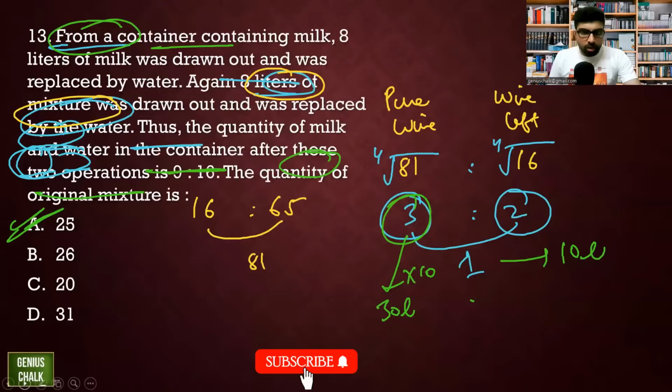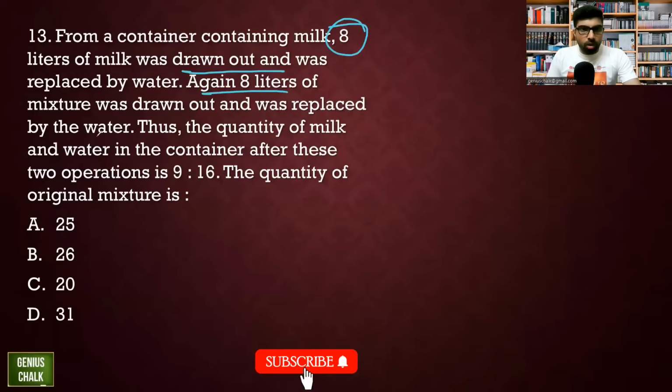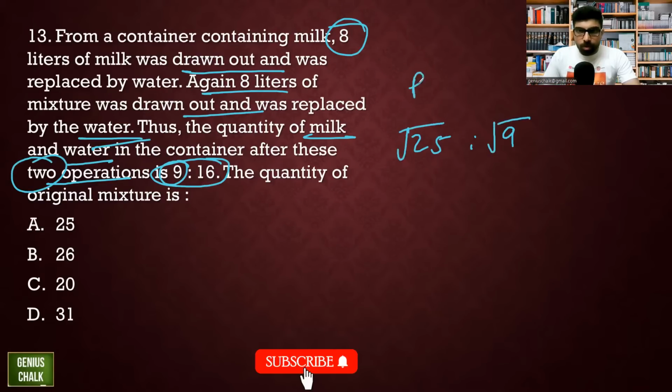So when the ratio is given, solve using ratio method. Same type. 8 liters drawn out, again 8 liters drawn out, water, again the ratio. Milk and water after 2 operations is this. So if milk is 9 left, total has to be 25, right? Total has to be 25 and this operation is done 2 times, 2 operations. So it has to be square root. This was pure milk. This is left milk. So it is from 5, it has come down to 3.